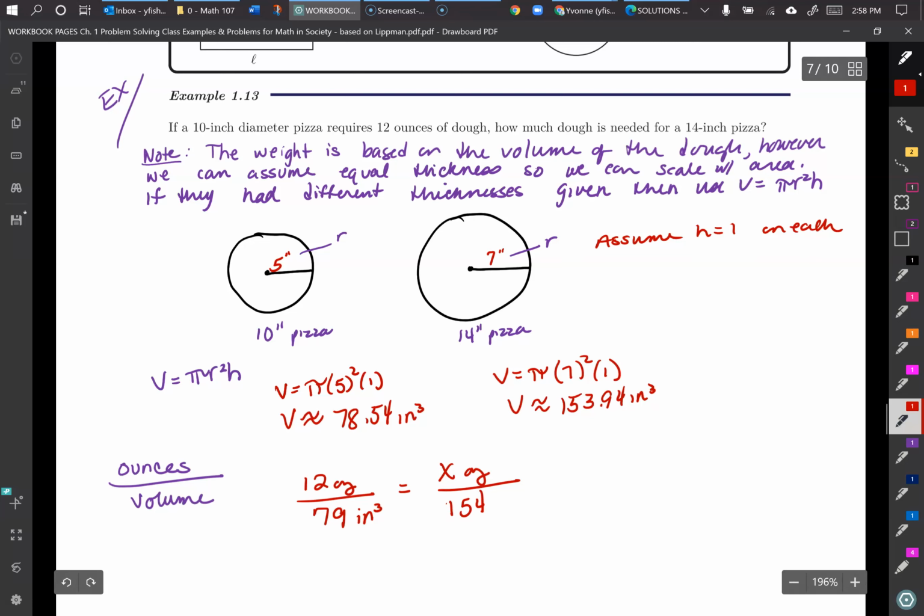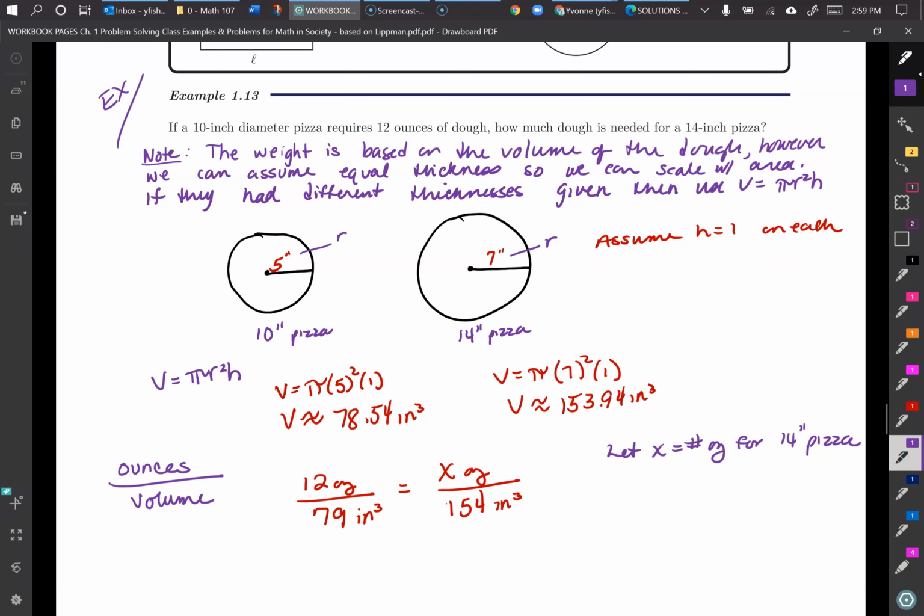So 154 inches cubed, x ounces, we don't know what that is. Probably should declare our variable too. We can write over here, let x equal number of ounces for the 14-inch pizza. Okay, that's how much we're going to need. So then we can cross multiply.